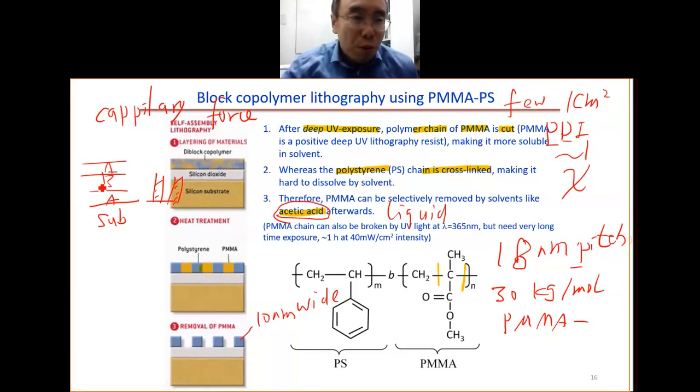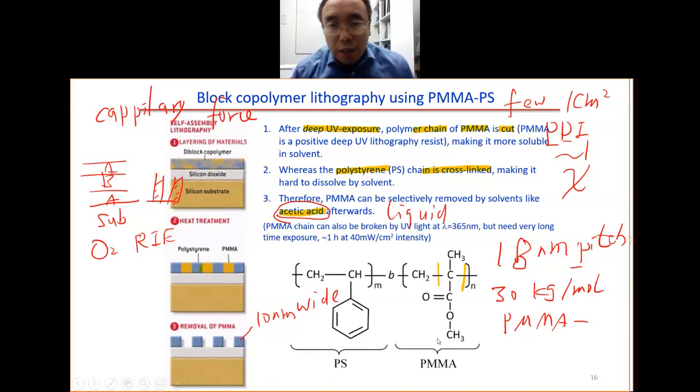But what people do? People do oxygen RIE to do the pattern transfer. So that means this PS and PMMA, they are both organic polymer, but they will both be etched by the oxygen plasma. But the etch rate of PMMA is much higher than the etch rate of polystyrene. So actually, this one is 3 times faster etch than polystyrene etch.